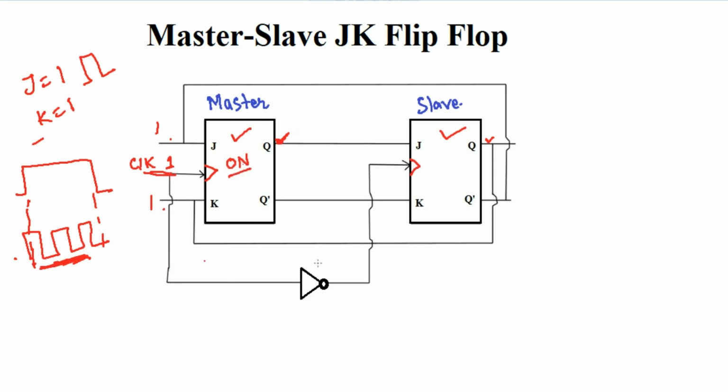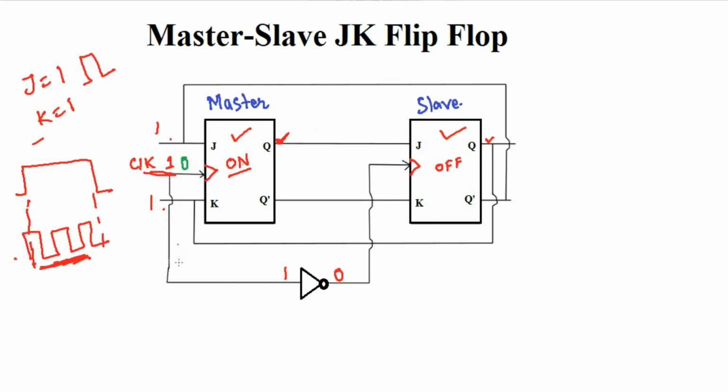Since we have one inverter connected to the clock input, and this is going to the clock input of the second flip-flop, if here we have 1, we will get output 0. 0 means the clock of the slave is 0, so the slave will remain inactive, or we can say it is off. At this time, since the clock is 1, the slave is inactive. As soon as the clock becomes 0, this will become 1.